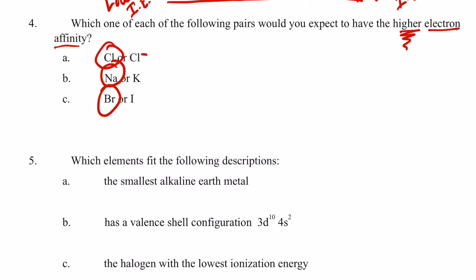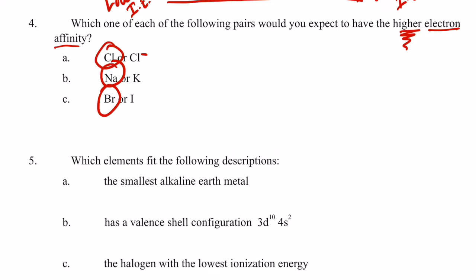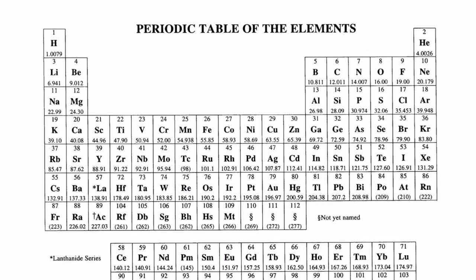Okay, question number 5. Now we want to go ahead and answer a few questions. A lot of this uses vocabulary, and some of it uses electron configurations. So let's see how we do on this. First of all, let me clear off my periodic table so it's not so claustrophobic there. And let's go back to our review. Letter A wants the smallest alkaline earth metal. Do you remember where the alkaline earth metals are? If you said group 2, you are correct.